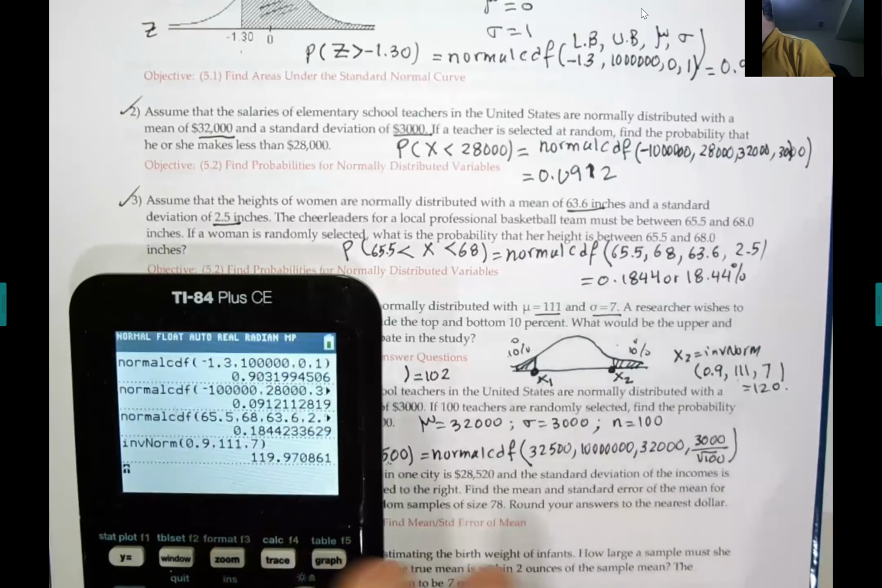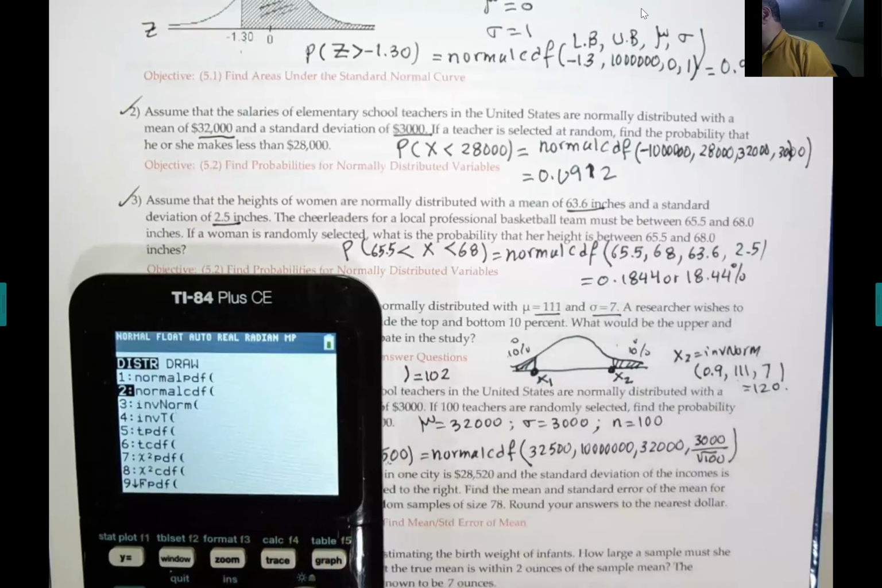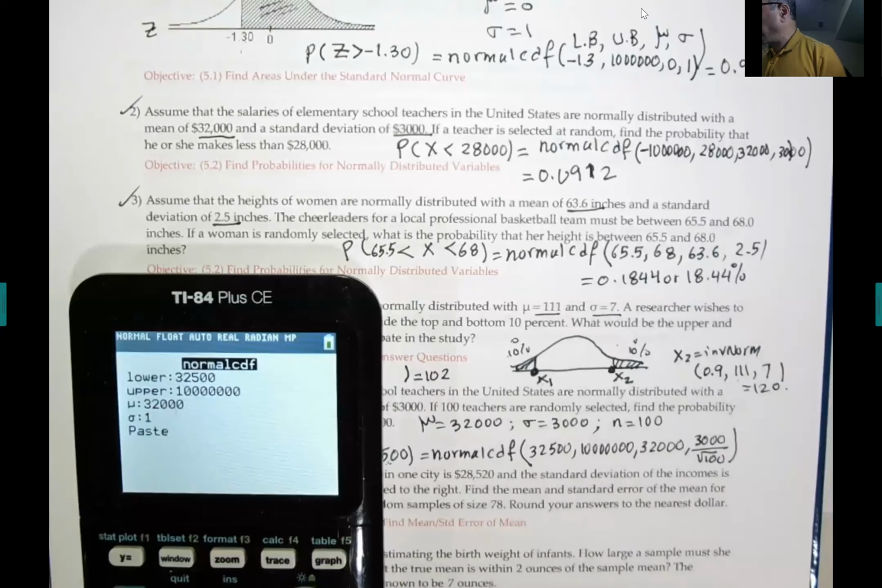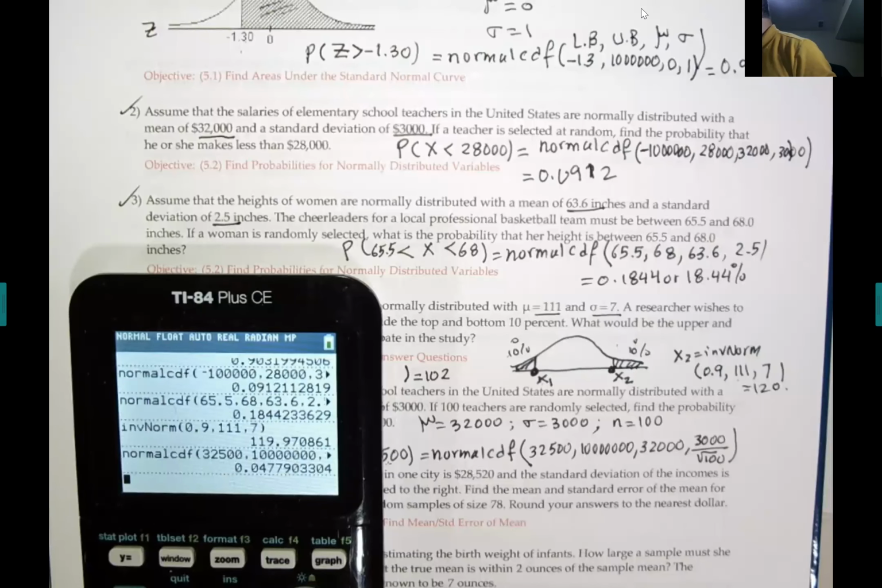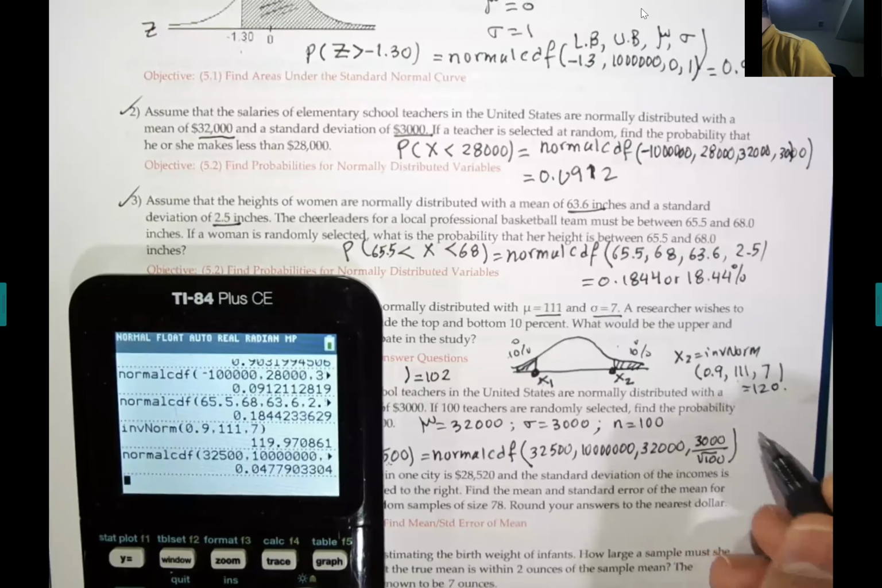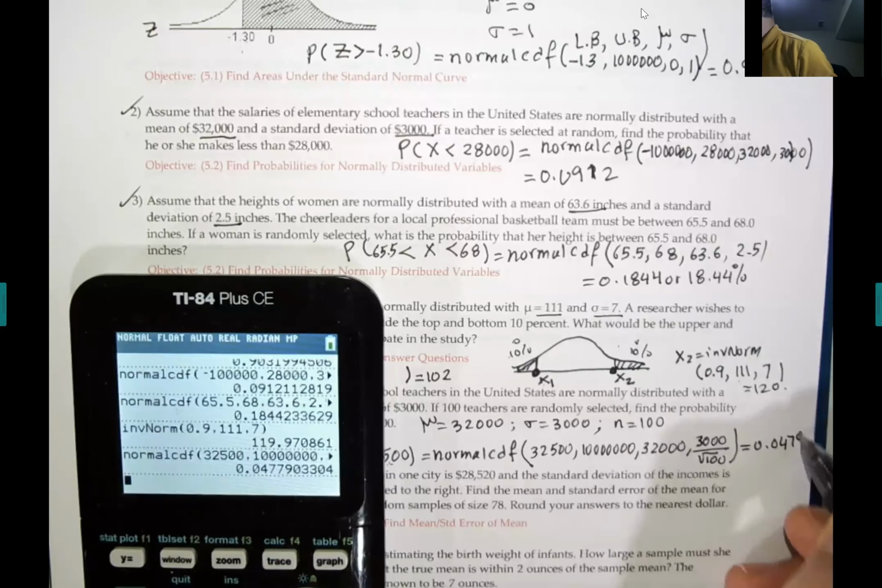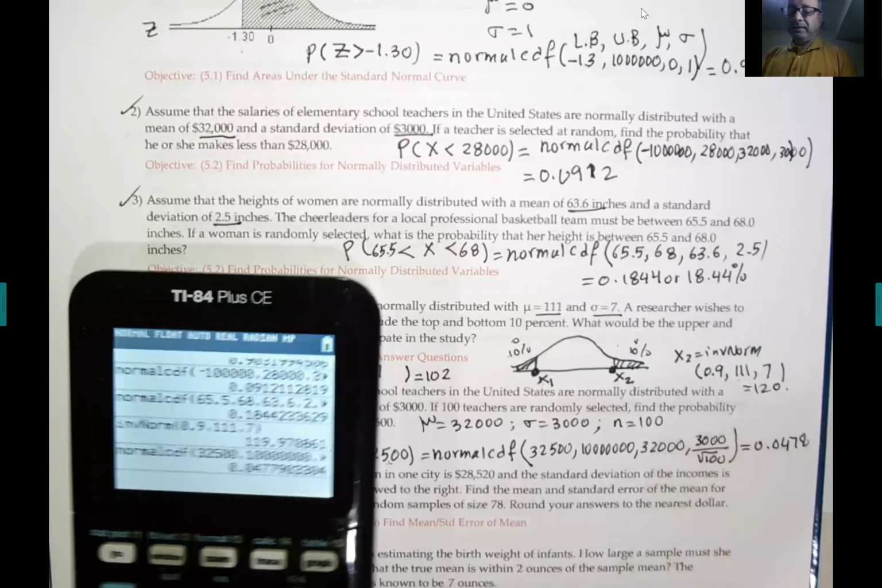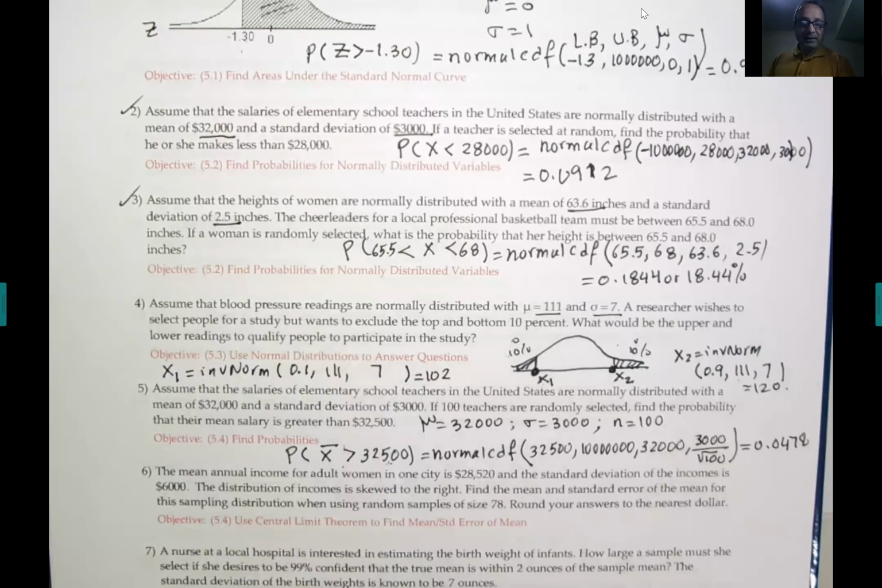Second variables, normal CDF, same thing. Lower is 32,500. Upper is 1,000,000. Put as many zeros as you want. It doesn't change anything. Mean is 32,000. And sigma, 3,000 divided by 10, which is 300. I got 0.0478. All right. So that's number 5. Number 6.